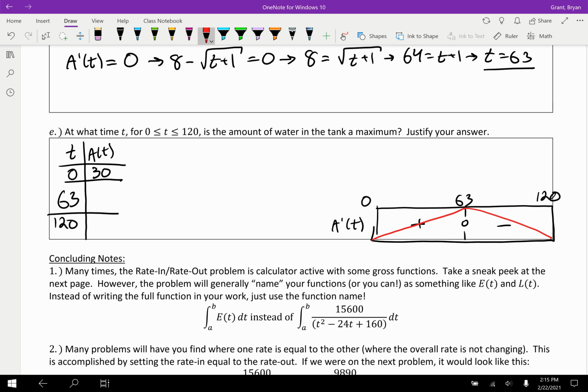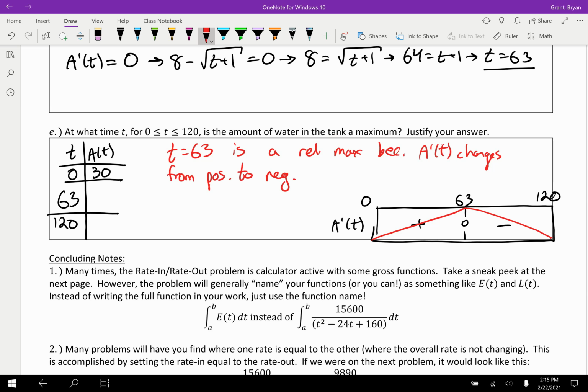Here's what the justification looks like. We need to start by explaining how we know 63 is a relative max, because graders aren't allowed to look at this sign chart. The relative max that we've been doing for months, it looks like this, right? T equals 63 is a relative max because A prime of t changes from positive to negative. Cool.